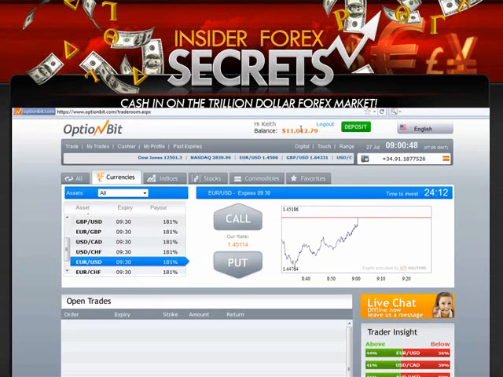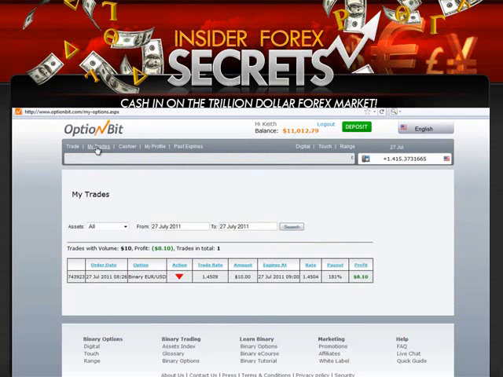Right, okay, let's get to it. I'm just going to show you how my system works. As you can see here, I've got $11,000 in my trading account. I'm just going to log into my trades here. So you can see I've made one successful trade for today. It was on the Euro USD. That was a $10 trade that gave me an $8.10 return.